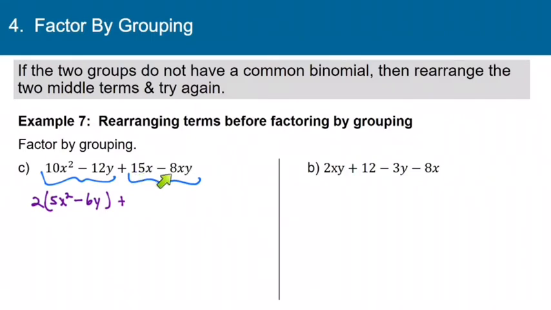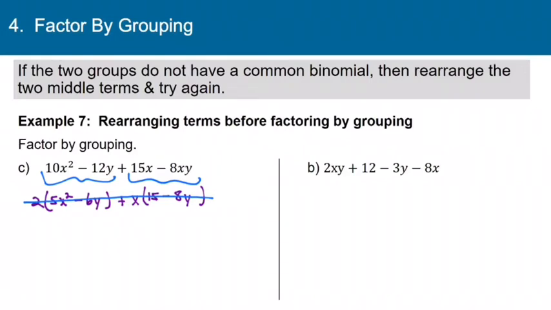But both of these terms do have an x, so x will be our GCF, and in the parentheses we would have 15 minus 8y. Now look at this and notice that we can't do the last step because our binomials are not the same. And what that means is the grouping method has failed here. But before we give up, we should try rearranging these two middle terms and see if that will help.